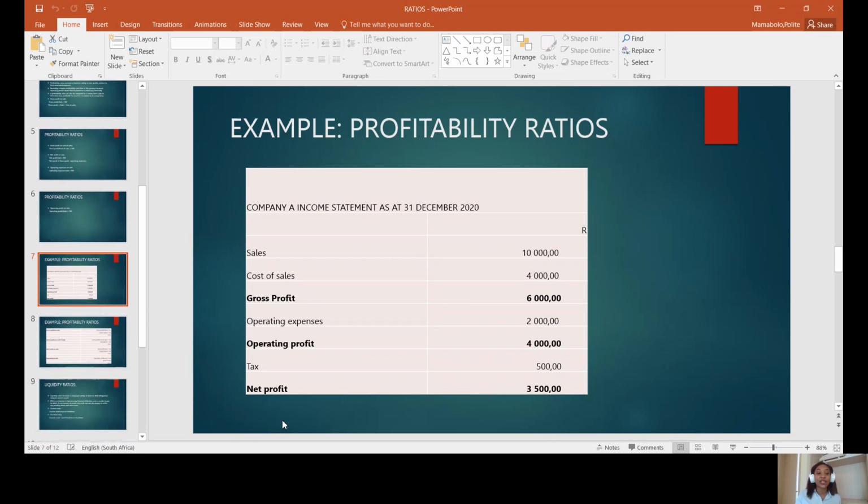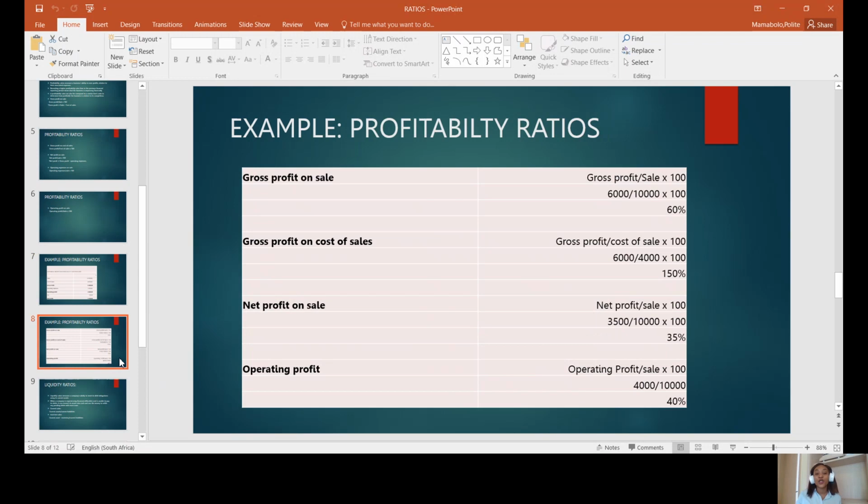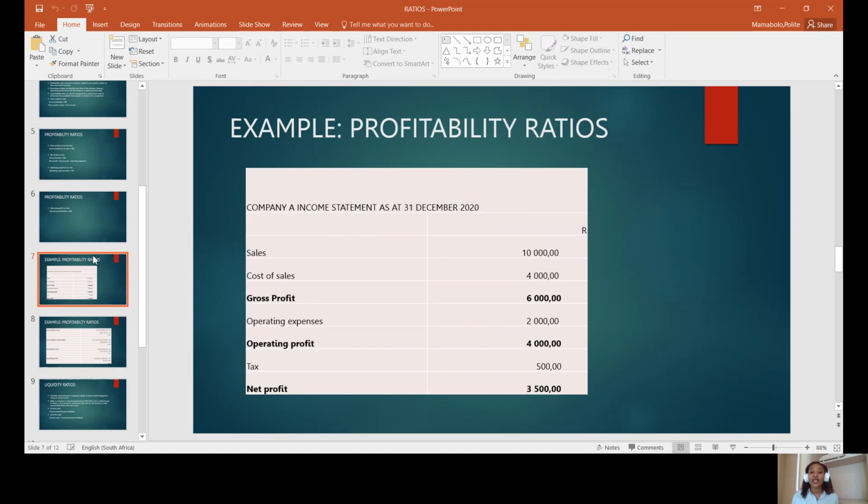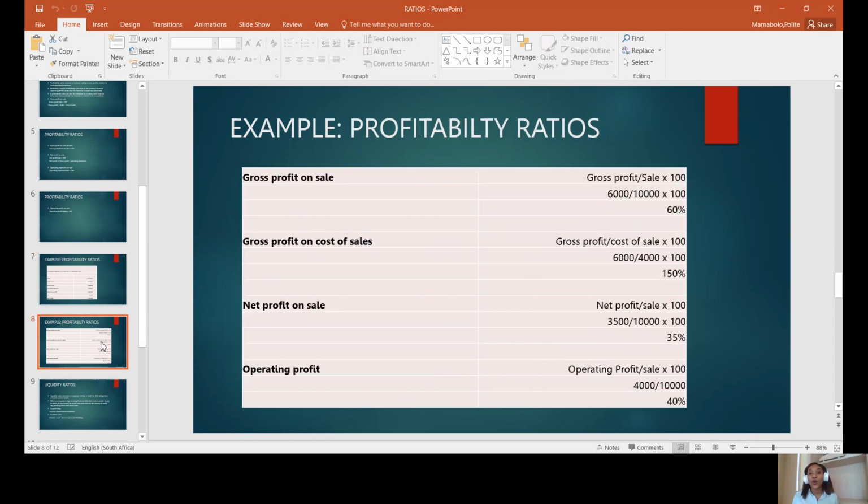So we have our income statement here, and the first one that we're going to cover is gross profit on sales. As we already discussed, gross profit over sales multiplied by 100 is how we get our gross profit on sales. If you go to your income statement, you see that the gross profit was 6,000 over sales of 10,000 multiplied by 100. We get 60%. It means that we're making 60% out of our sales. So after we have subtracted our cost of sales, the cost to make the sale, we are left with 60%.